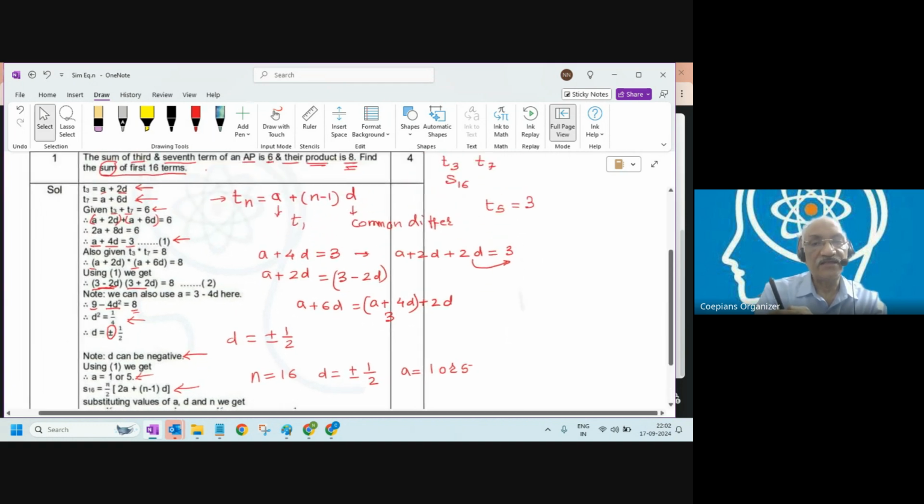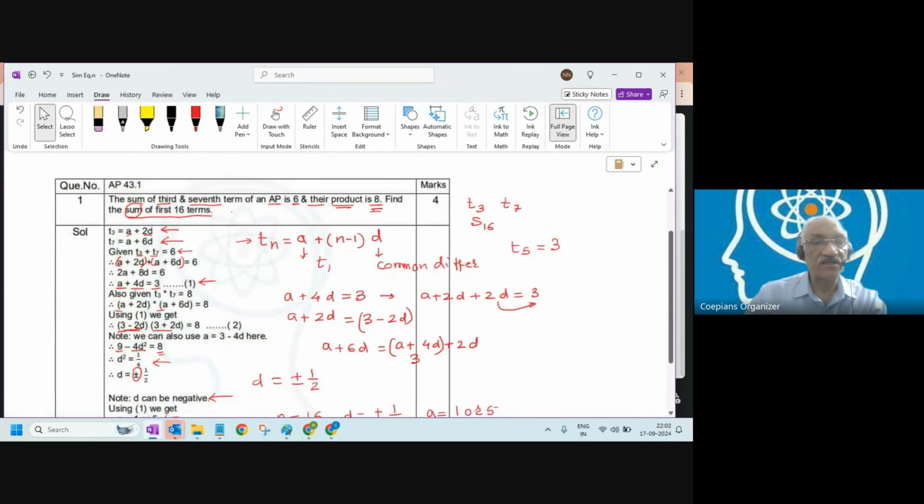So firstly, we started off by listing this particular formula, and we were given the third term, T3, and this is T7. So we wrote two equations here. T3 is equal to this and T7 is equal to this. And we used those two conditions, that the sum is 6 and the product is 8.